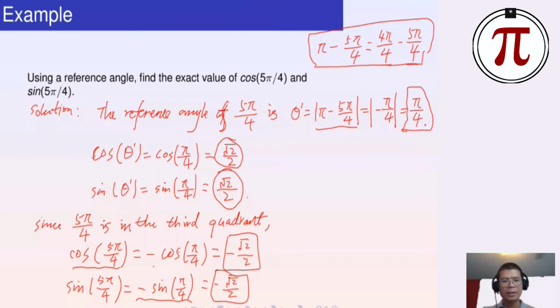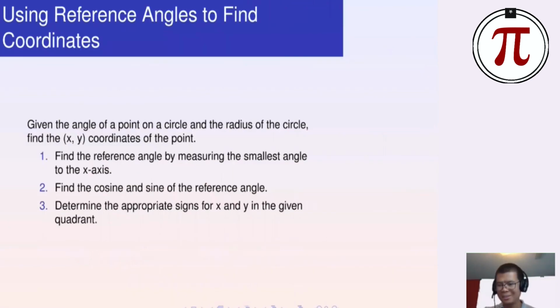And use the reference angle to find the coordinates. Okay, so given the angle of a point on a circle and the radius of the circle, we want to find the xy coordinate of the point. All right, so what we do is find the reference angle by measuring the smallest angle to the x-axis. So this is again using the reference angle, right? So find the cosine and sine of the reference angle, and determine the appropriate sign for x and y in the given quadrant.